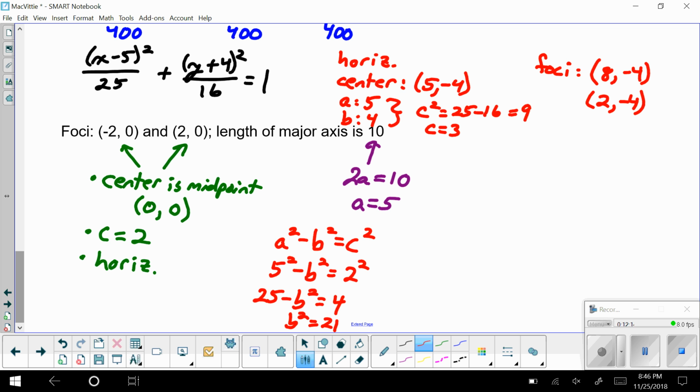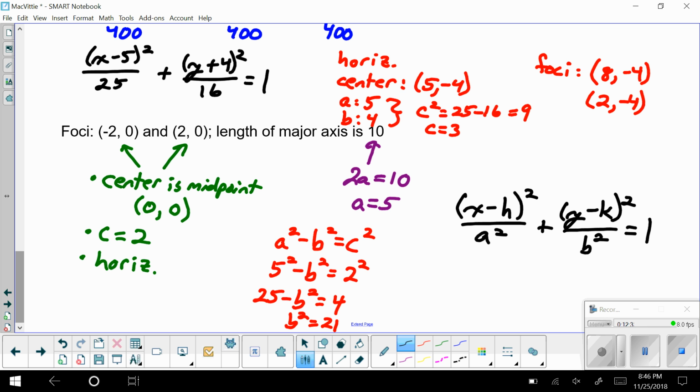I actually don't really need to know what B is if all I'm doing is writing the equation, because the equation just uses B squared. So then when I go to my form of the equation for a horizontal ellipse, I actually now have all the information I need. I know H and K are both 0 because that's the center. It's always going to equal 1. I know A is 5, so A squared is 25. And I found that B squared is 21. And there is the equation for our ellipse.